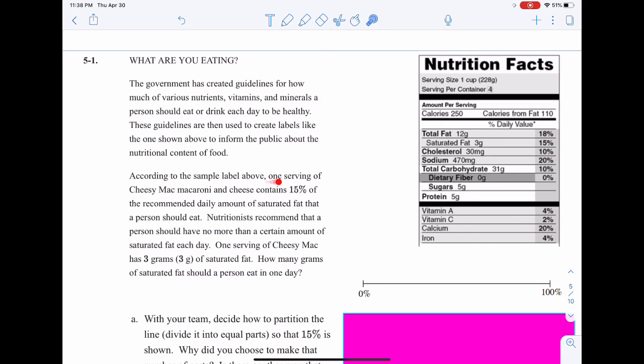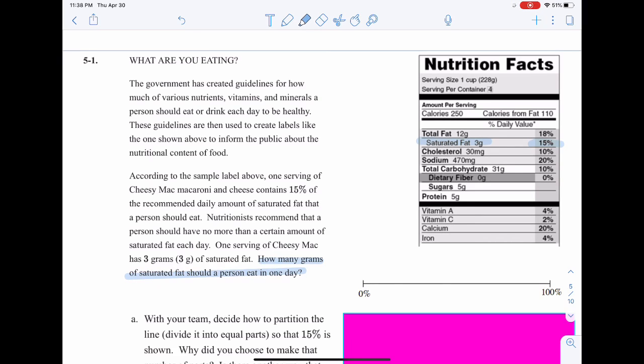According to the sample label above, one serving of Cheesy Mac macaroni and cheese contains 15% of the recommended daily amount of saturated fat that a person should eat. And we can find that right here. Nutritionists recommend that a person should have no more than a certain amount of saturated fat each day. One serving of Cheesy Mac has 3 grams of saturated fat. And we can find that right here. How many grams of saturated fat should a person eat in one day? So that's our main question that we're trying to answer.